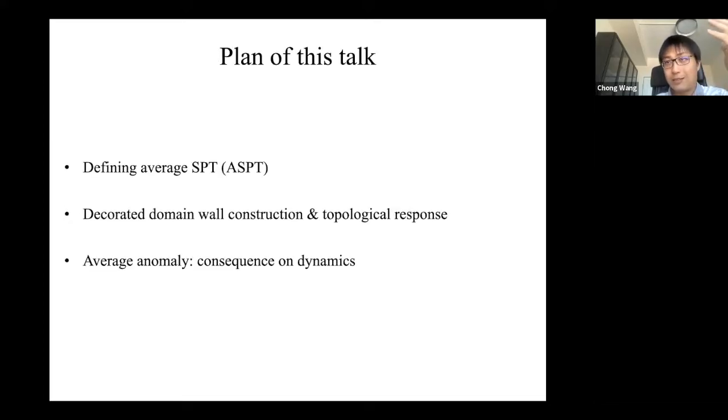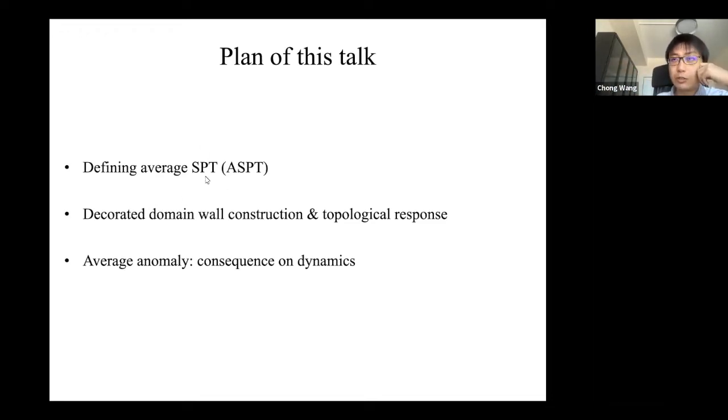So here's the plan of the actual talk. It roughly consists of 3 parts. So the first part is I want to be a little bit detailed, where I want to define what I mean by average SPT. Right? So here I want to be detailed because I want to make it clear what is my rule of game. What am I really playing around with?